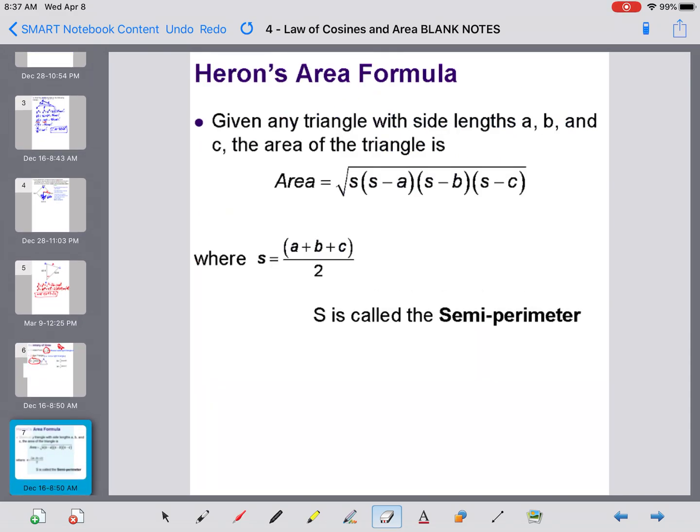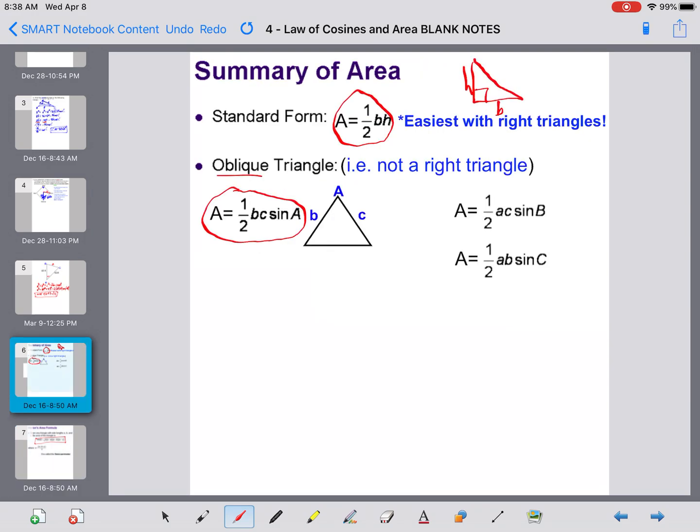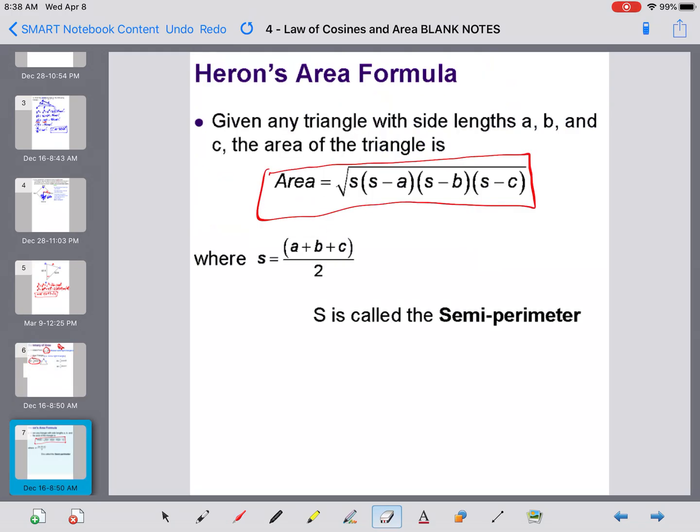The last formula is called Heron's formula. It's a little strange. I don't know if you've seen this one before, but the formula is this. Lowercase a, lowercase b, lowercase c are the sides. So the hint to use this one is when you only have the sides of a triangle. If we go back to that oblique triangle formula, I have 2 sides and the angle in between, so that's how I know when to use that. If you have no angles and you just have all 3 sides, use Heron's formula.